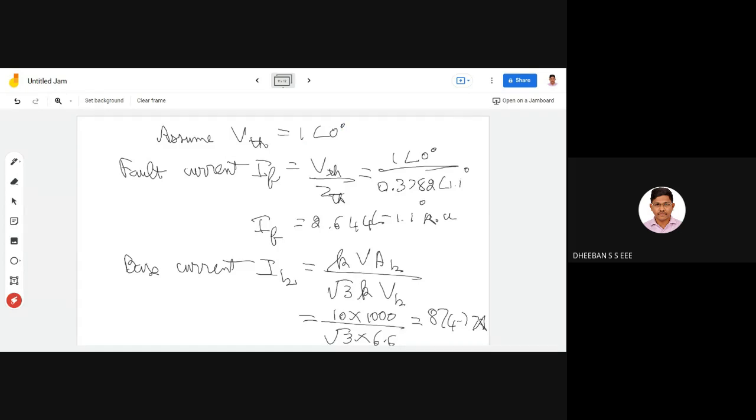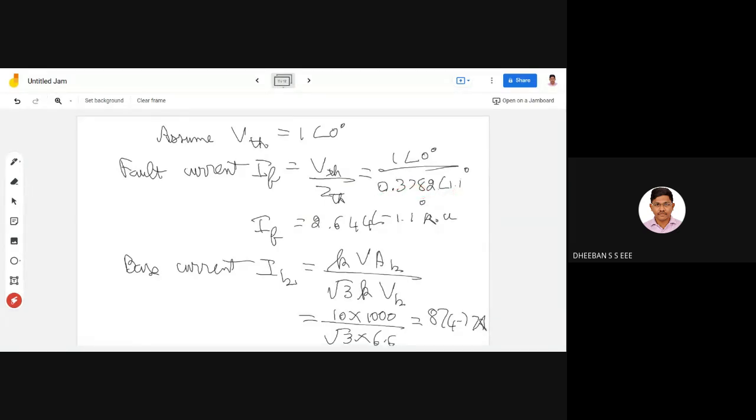So fault current is nothing but your Thevenin voltage divided by your Thevenin impedance, that is VTH divided by ZTH. So that corresponds to your fault current. And here, the Thevenin voltage is 1 at an angle of 0 degree. You have to substitute over here. And after that, ZTH is the value we have found in the previous slide. So that value you have to substitute over here.